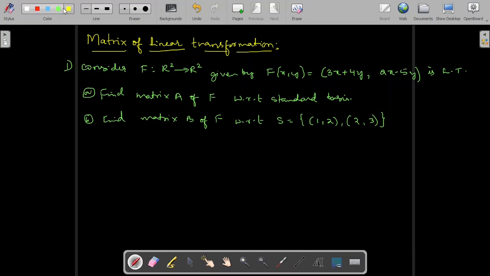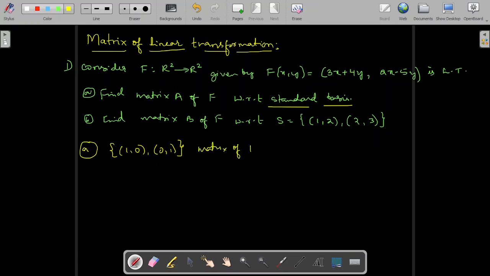So first see the problem. Consider f from R² to R² given by this linear transformation. You have to find matrix of A with respect to standard basis. This is the first question. So standard basis of R² is (1, 0) and (0, 1). Okay.